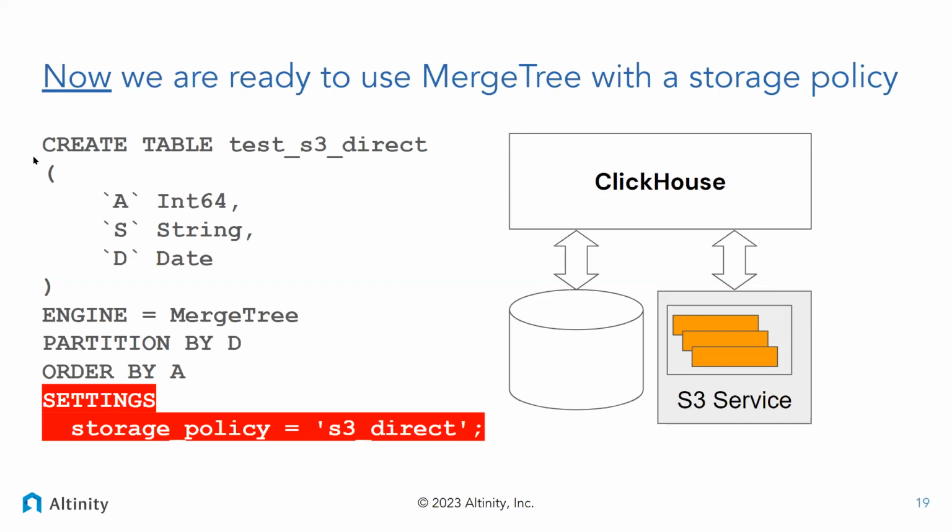Once you've done that, you can actually start to use that. So here's an example of taking that table that we introduced early on, and what we're going to do is have a new version of that table, and it's going to have a storage policy. So this is in the settings, and the storage policy points to S3 direct. So that means that if we look at ClickHouse, our metadata will be stored on block storage, but we'll also have S3 available for the actual data.